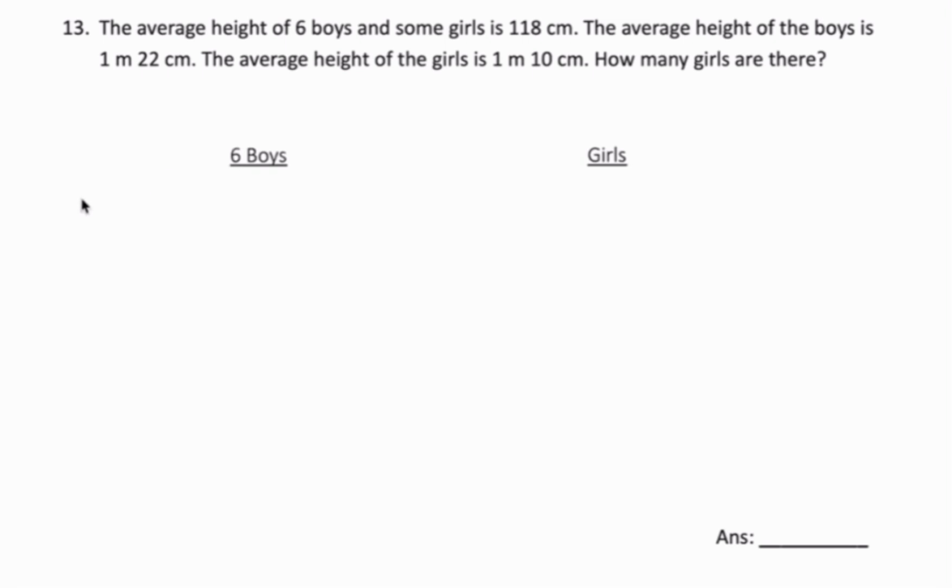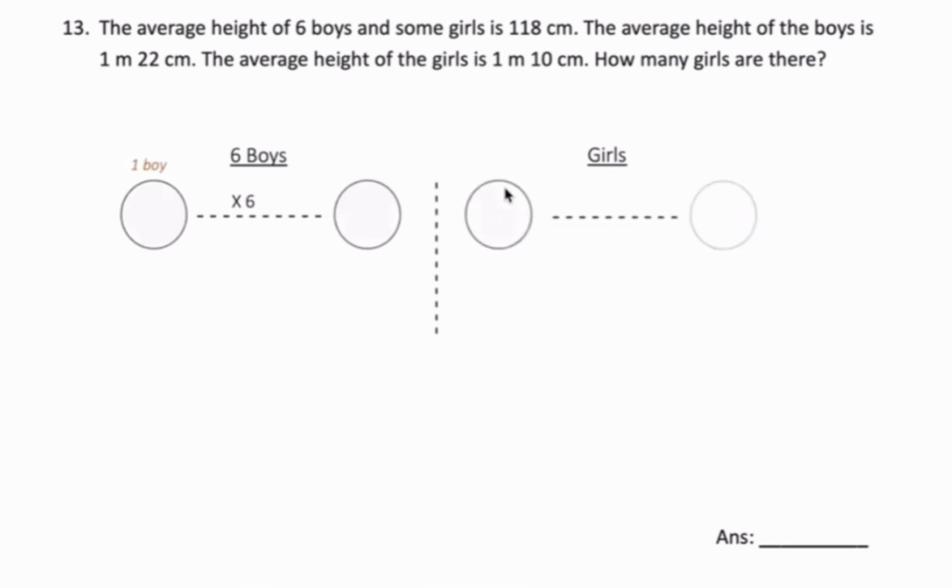So I know that 6 boys, I can clearly indicate this is 6 boys. And then girls, I do not know. I just draw circles and dot dot. Average is 118. Now, of course, you want to draw 6 circles here, it's fine. But I personally prefer to write times 6.